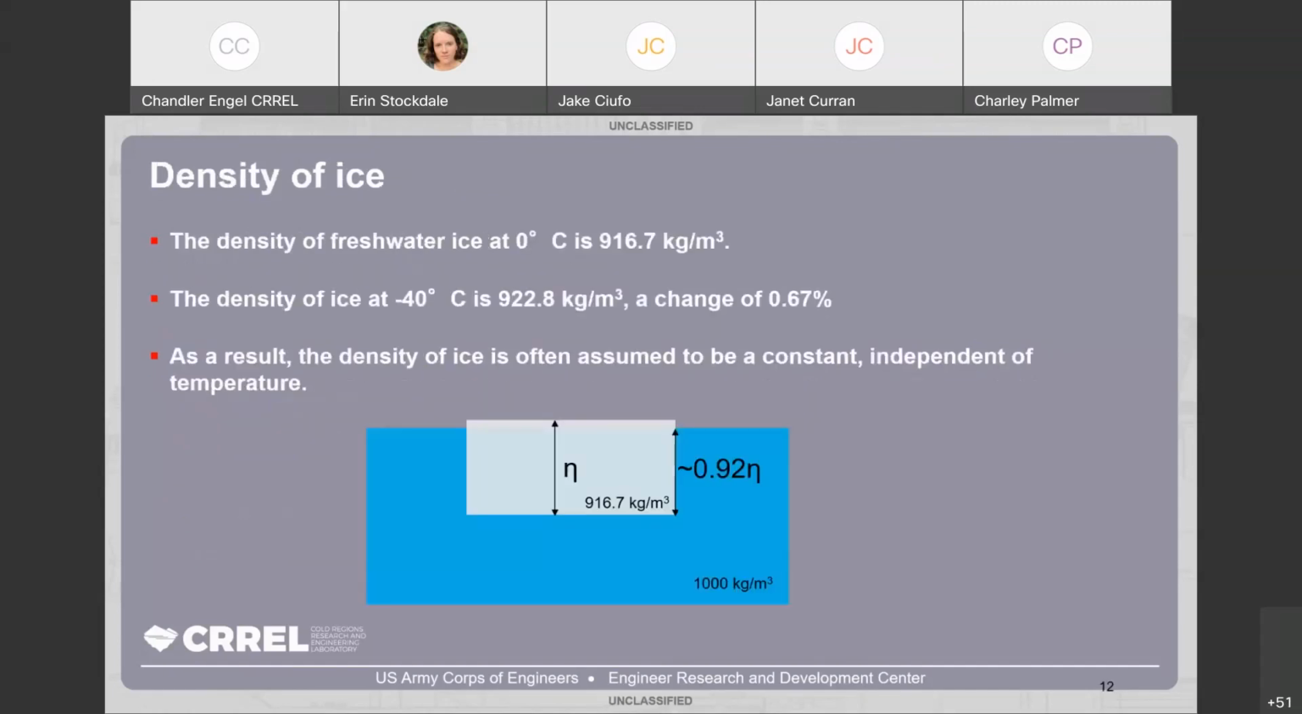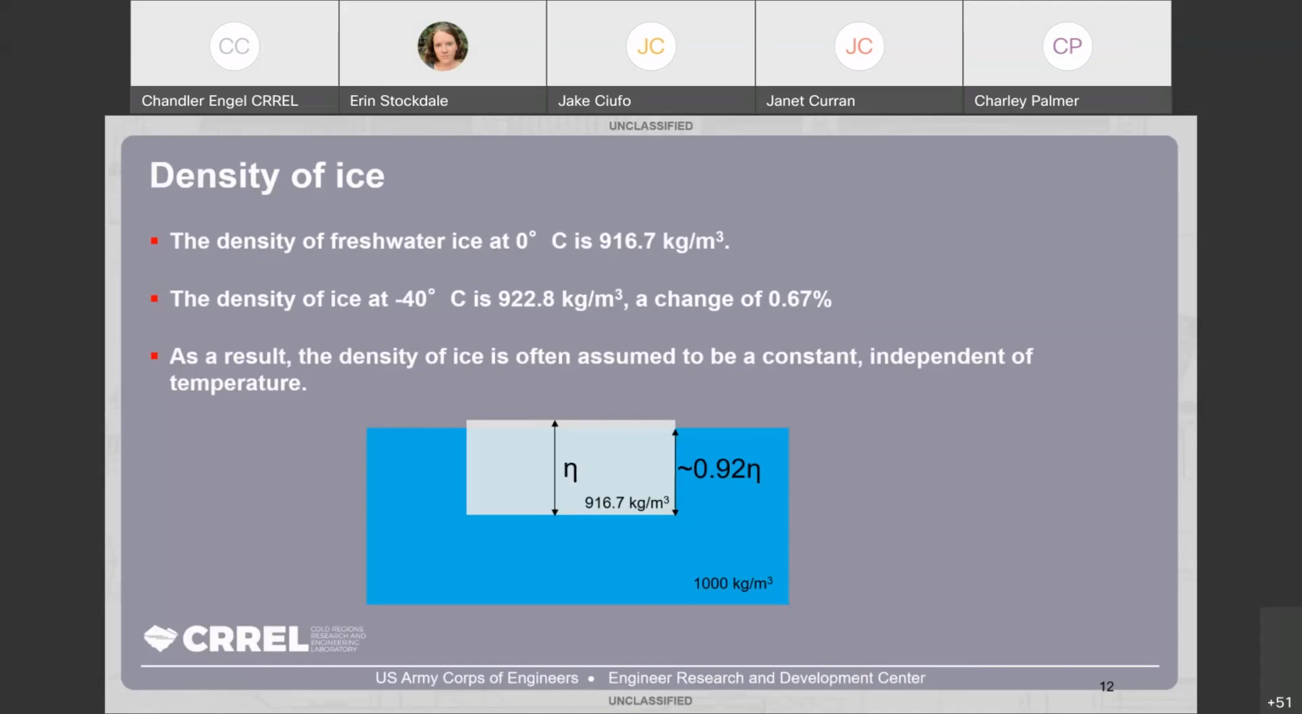Okay, so now back to something a little more tangible. The density of ice is temperature dependent as well. At 0 degrees C, the density of ice is around 917 kilograms per meter cubed. At minus 40 C, it's a little more dense, but it's a change of less than about 1% across the range of temperatures that we see on Earth. So in practice, we typically assume that fresh ice has a constant density of about 917 kilograms per meter cubed.